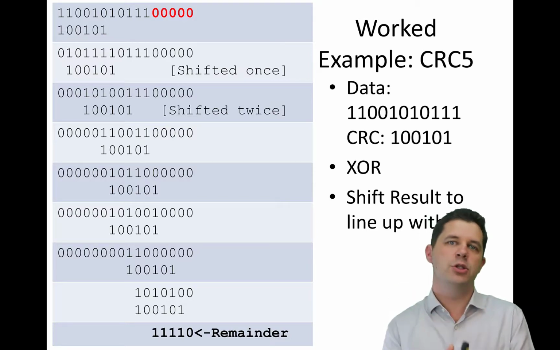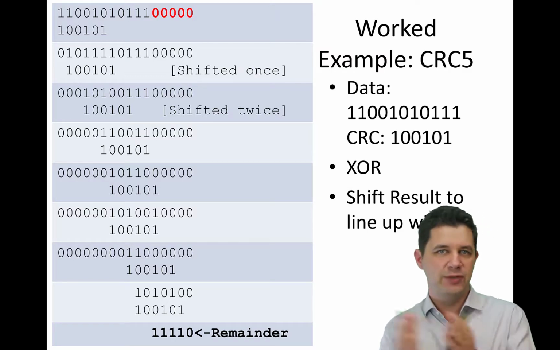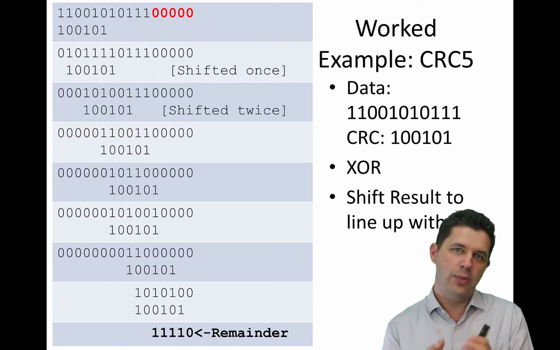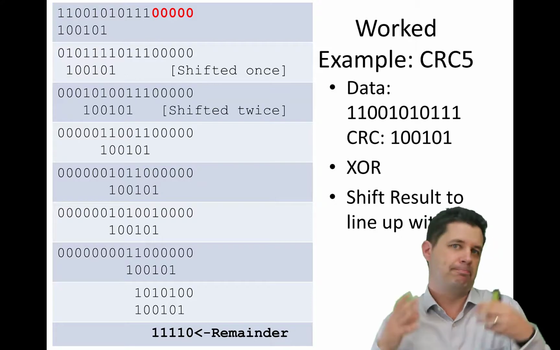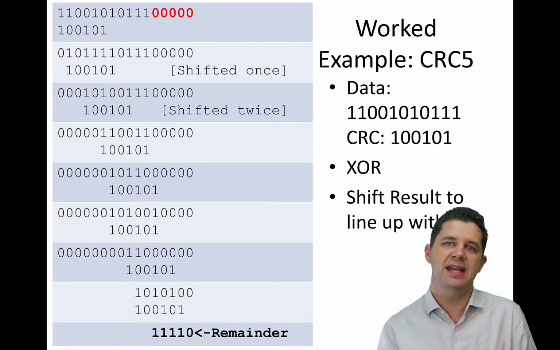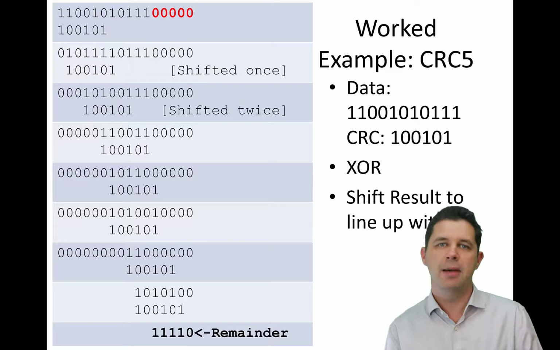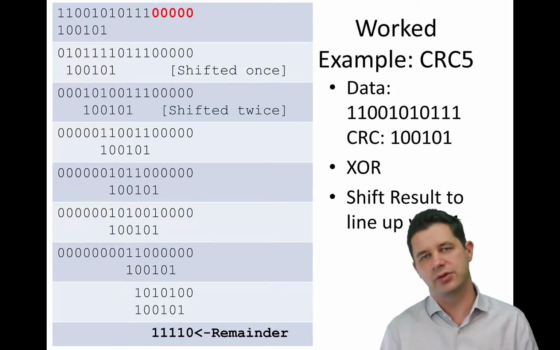And once we've shifted it by 2, we do that operation again, and we do it again, and we do it again, until we can't shift it anymore because our polynomial is larger than the remainder value that we got. That remainder value is our remainder. It's our CRC, and that's what we use to send in our checksum or check our checksum against at the receiver end.